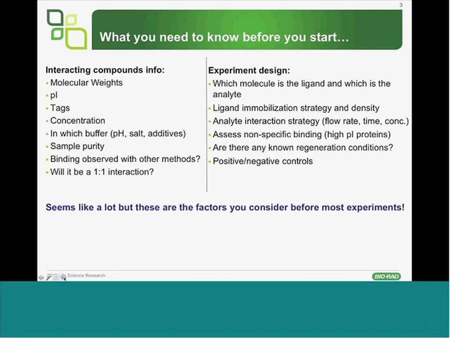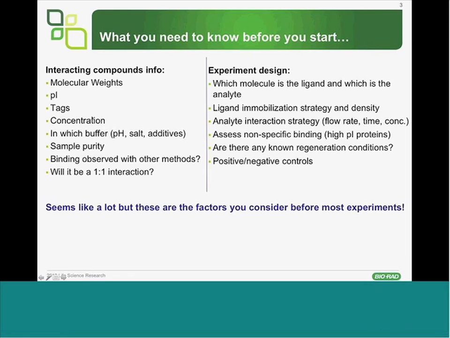So, what do we have to know before we start the experiment? We need the information about the interacting compounds, like the molecular weight and the PI, and we will see in a moment why we need each of them, but I can very shortly talk about it. The molecular weight is in order to know how much RU I can expect and what is the expected Rmax in our experiment. The PI is important in order to know what are the best pHs in order to bring down the ligand on the surface. Whether we use tags, because tags we can also use again to bring down and specifically bind our ligand to the surface.